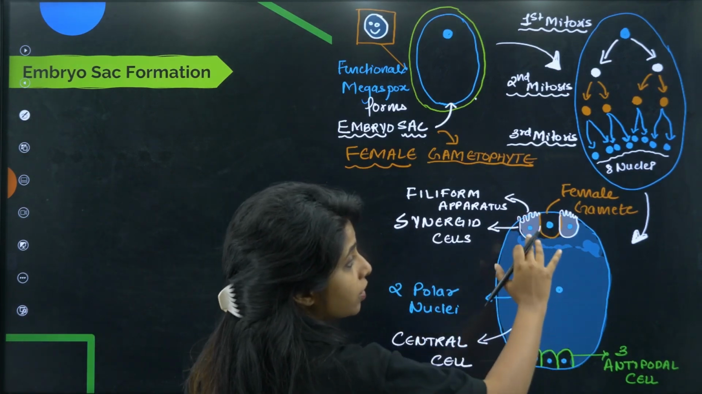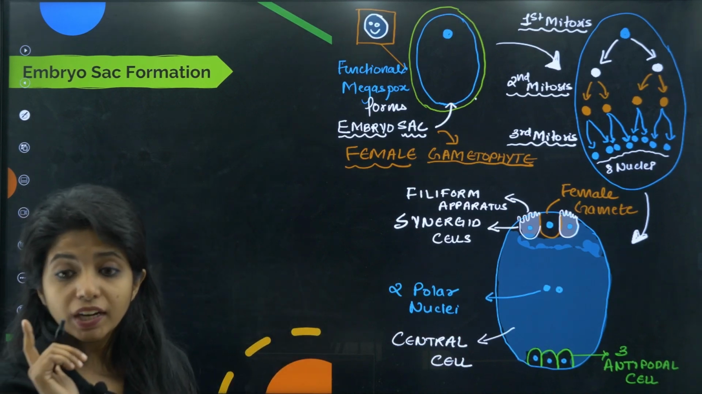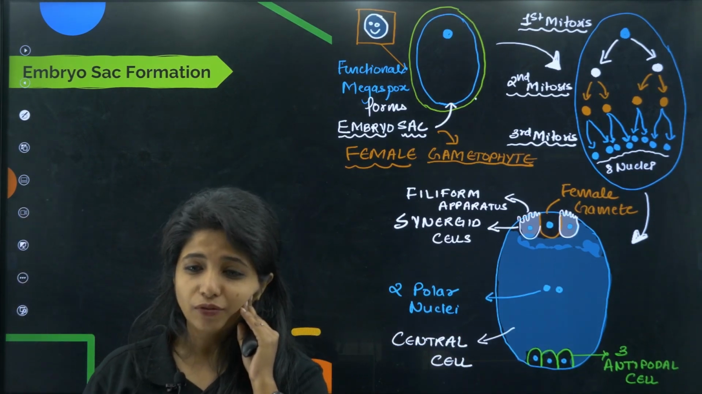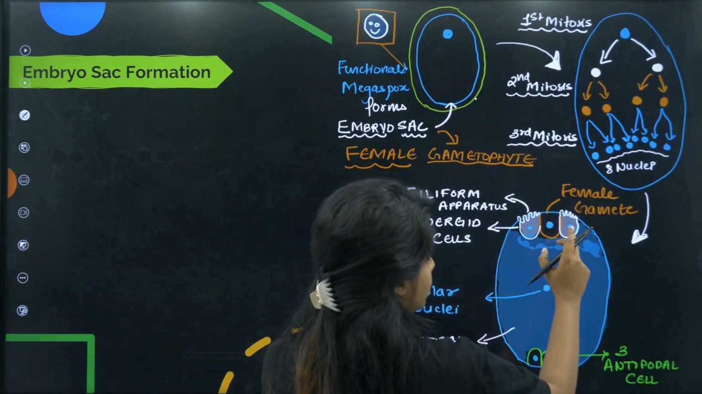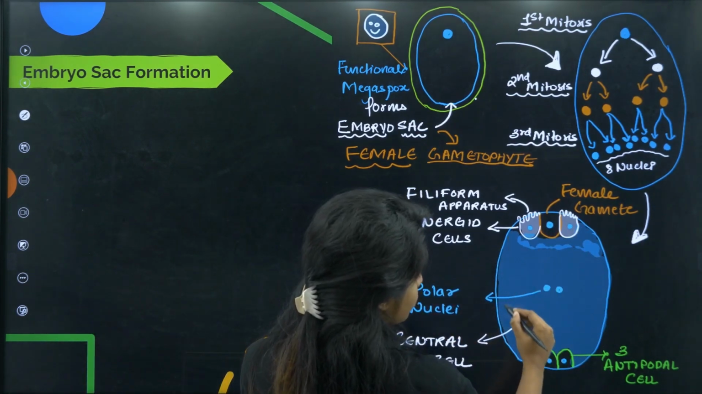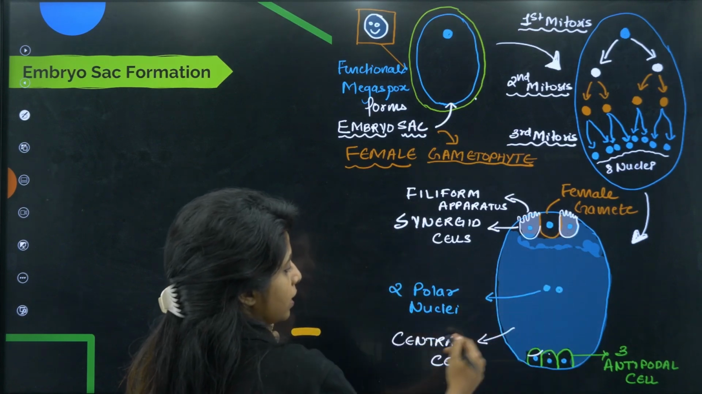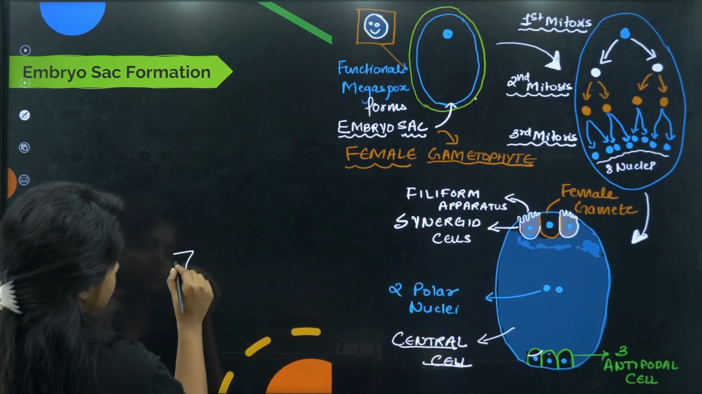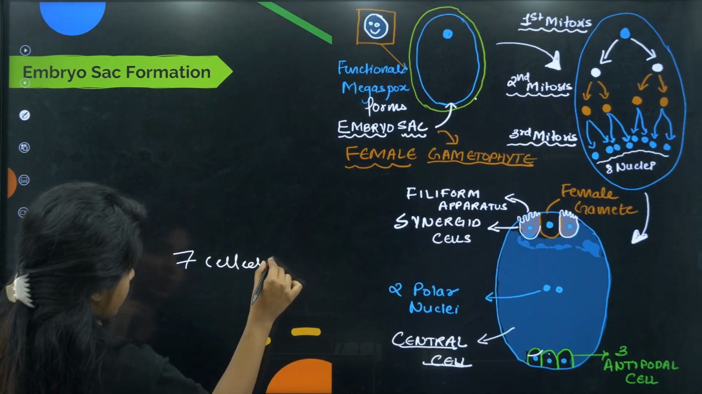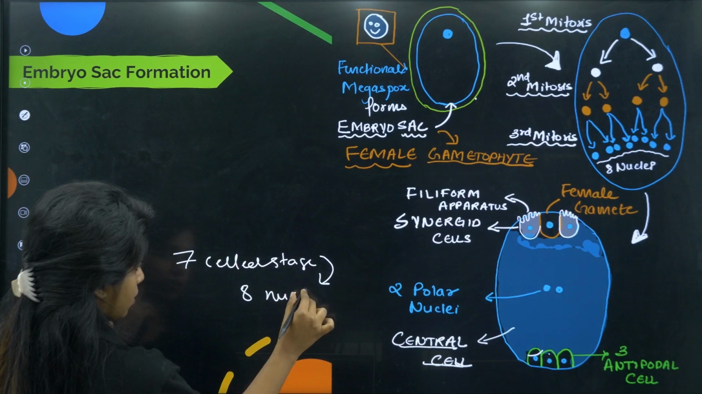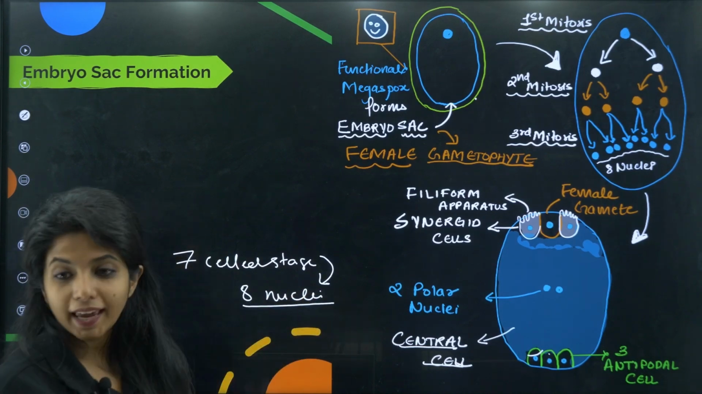So total you have what, children? 8 nuclei. You have 8 nuclei. But what is the number of cells that you have over here? Basically 1, 2, 3, 1, 2, 3, 6. And then this whole thing that you see over here, which I have colored in blue, this is known as central cell. So I can call it that it is in 7-celled stage, but there are 8 nuclei.